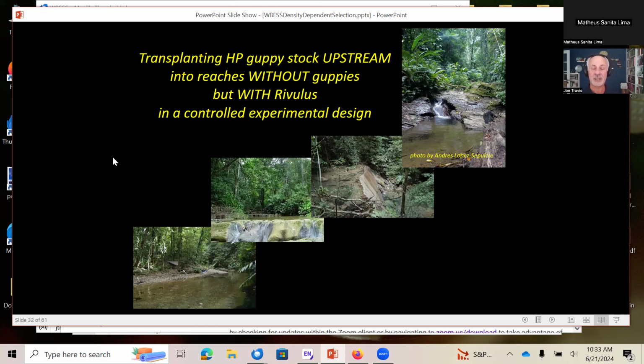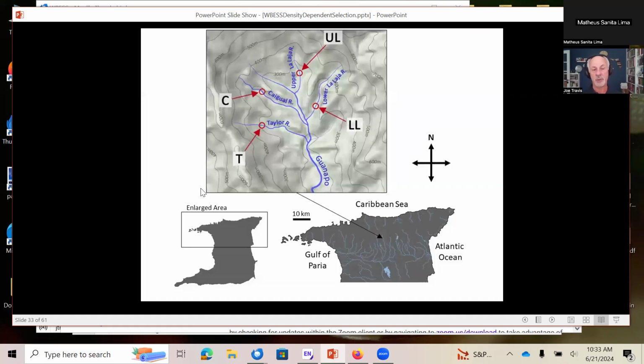So this recreates the natural process of colonization, albeit they colonize much faster than they would have made their way up otherwise. Here's where we did it in a stretch of the 4 different reaches in the Guanapo River drainage. Here's the island of Trinidad, the enlarged area here in the Northern Range Mountains. Here's the Guanapo River. And here are our 4 experimental populations, the Taylor and the Kaiwa, what are called upper and lower Lalaha. These populations were introduced in 2008. These were introduced in 2009.